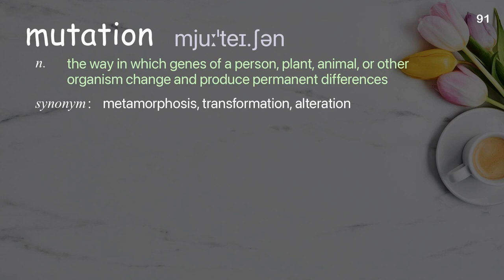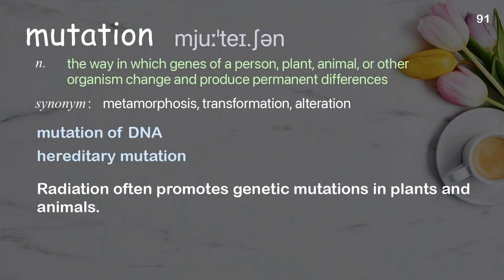Mutation. The way in which genes of a person, plant, animal, or other organism change and produce permanent differences. Examples: mutation of DNA, hereditary mutation. Radiation often promotes genetic mutations in plants and animals.